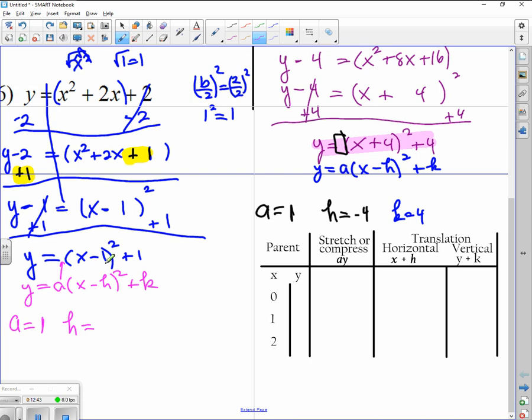And now I need the h value. This is the h value. Remember, this means the opposite. So the opposite of -1 will be 1. And then I need the k value. And this is the k value. So the k value will be 1. Once you do that, do that table and then do your graph. Remember, if you forgot how to graph, you might want to watch my previous video.